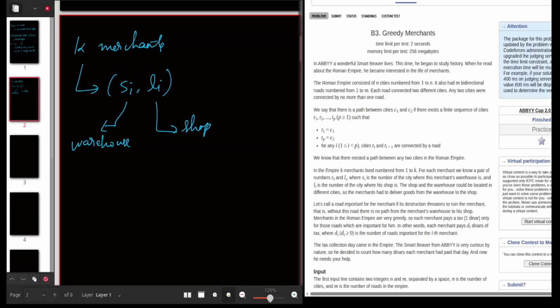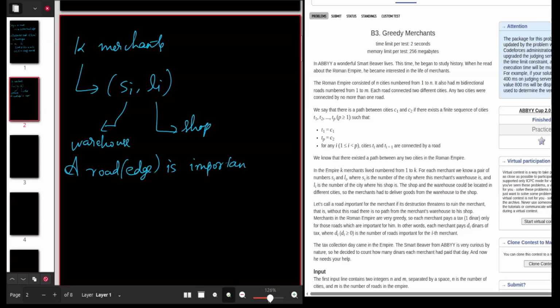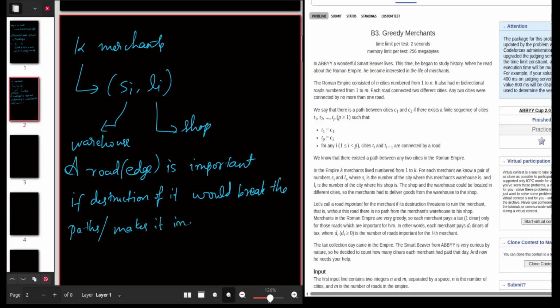There's a property that says that a road, which is equivalent to an edge, is important for a merchant if its destruction would break the paths, or makes it impossible to travel from Si to Li.